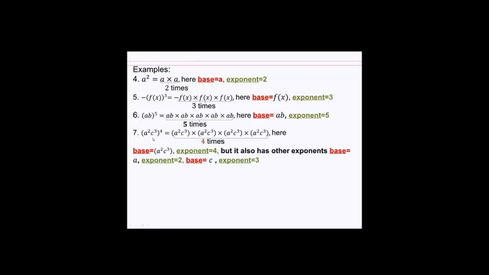However, the base itself has exponents in it. a squared, a is the base, 2 is the exponent, c is the base, 3 is the exponent. So remember, 4 is the exponent for the base a squared c cubed. 2 is the exponent for base a. 3 is the exponent for base c. And so we had to identify all the bases and exponents involved here.